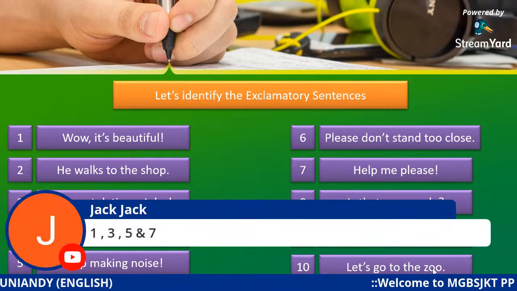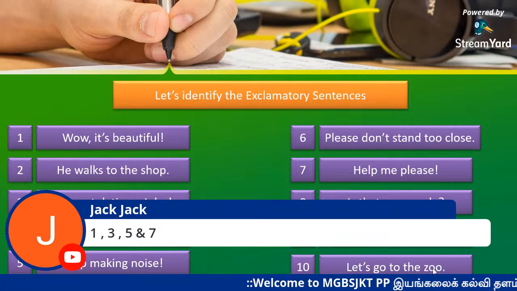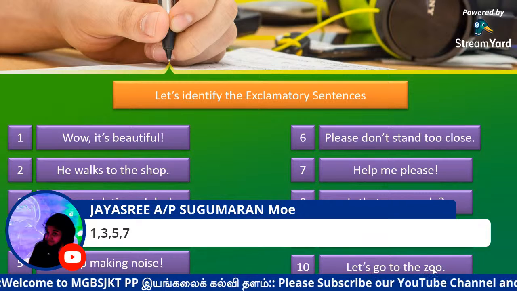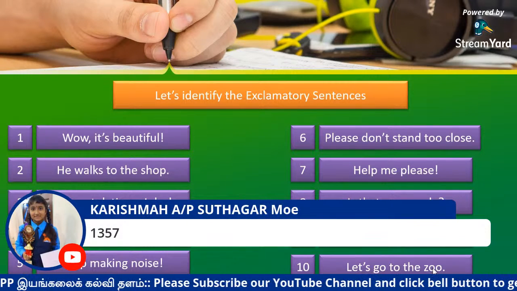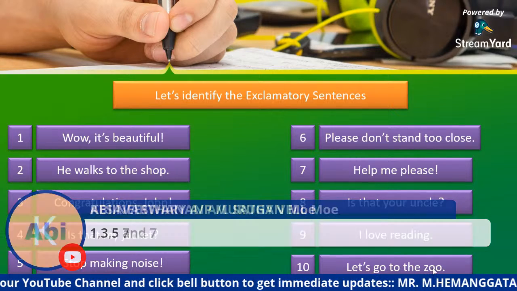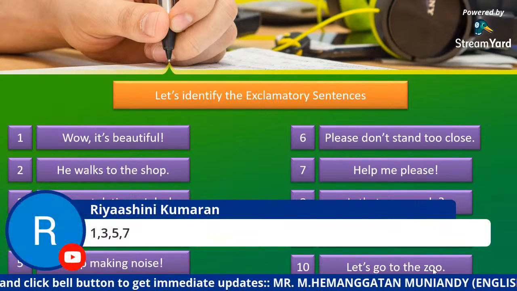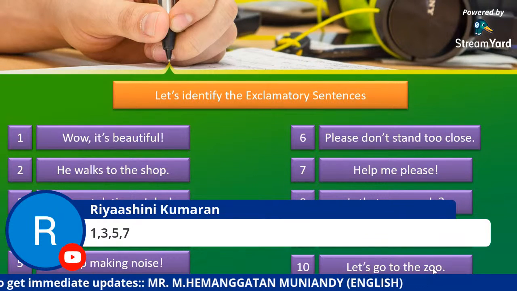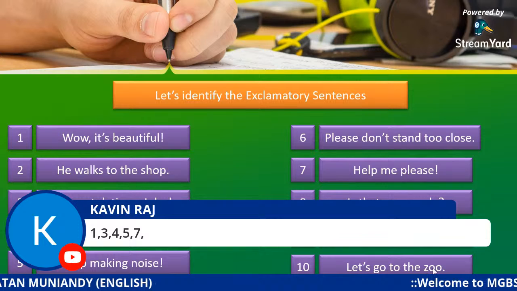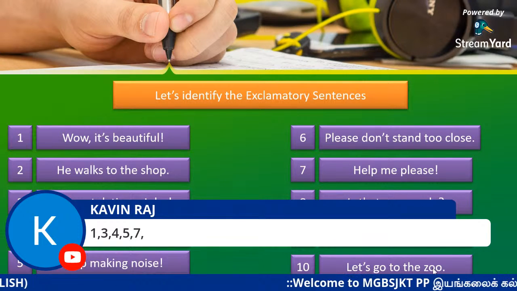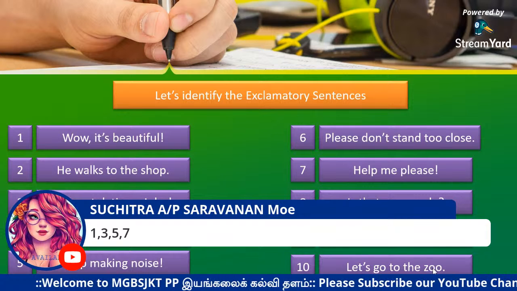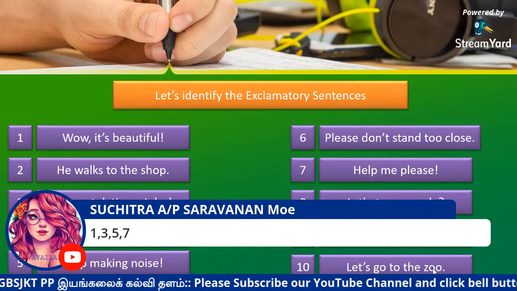All right, Naveen said 1357, Shivantini 1357, Kesavardhanan same, Arivamudan same, Jack also has given the same answer, Jayasree also same answer. Okay, Karishma, 1357 by Abhineshwari. Kesavardhanan again 1357, Riyashini also 1357. Okay, Kavin Raj 13457. Okay, we stop here.